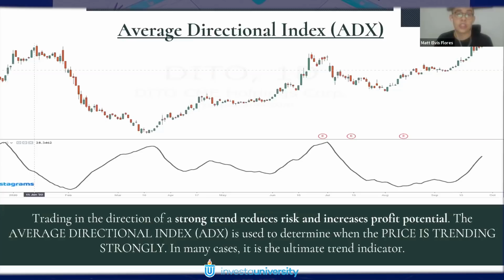Now let's proceed to the ADX, or average directional index, okay? So basically with ADX, this is where it gets a bit complicated. Not really complicated, but this is usually used by more advanced traders. Because here you can see trading in the direction of a strong trend reduces risk and increases profit potential.